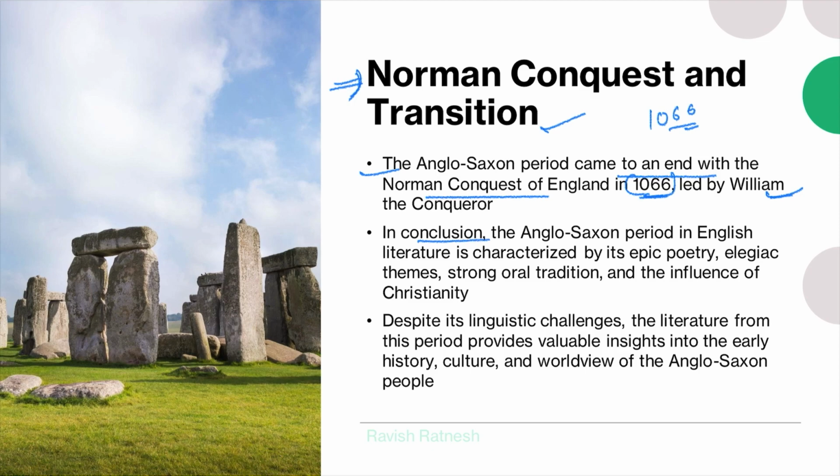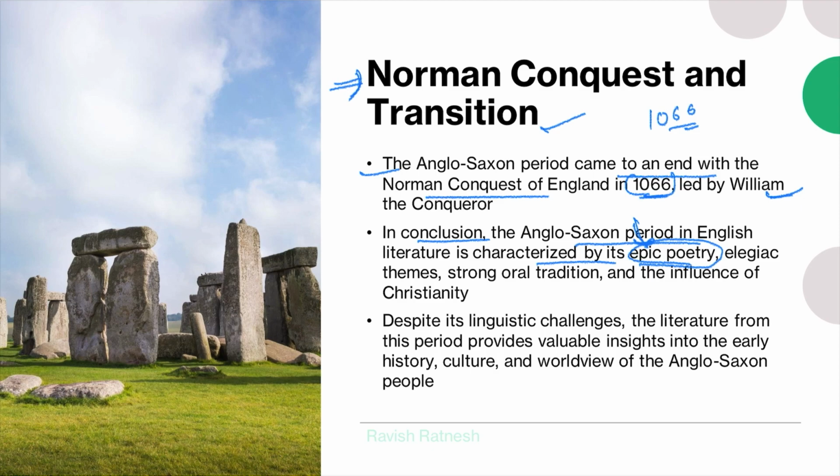Now, in conclusion, we can say the Anglo-Saxon period in English literature is characterized by epic poetry. The majority of the poems were written in the epic form. I have also made a video on epic poetry, so please go and check it out. Basically, epic poetry is a kind of poetry in which there is a very dominant character, who is very passionate, courageous and loyal, and it discusses the deeds of the courageous, loyal, brave man.